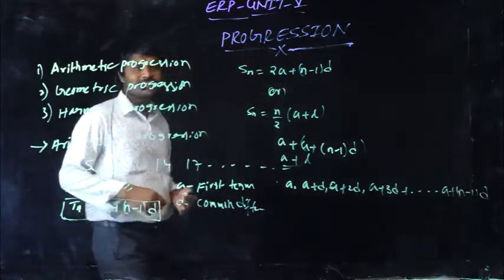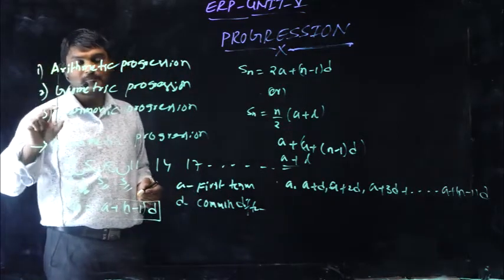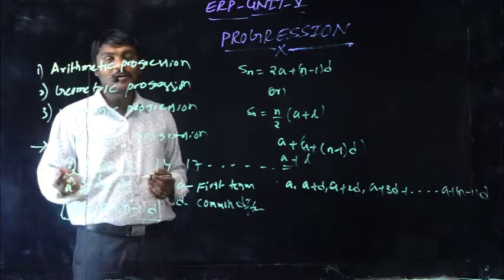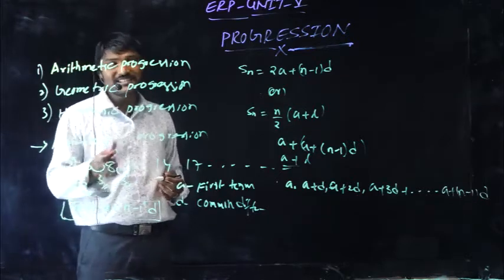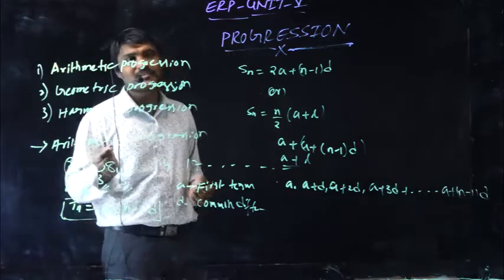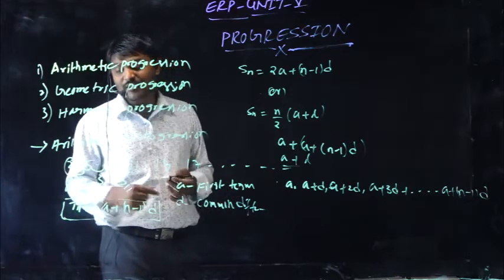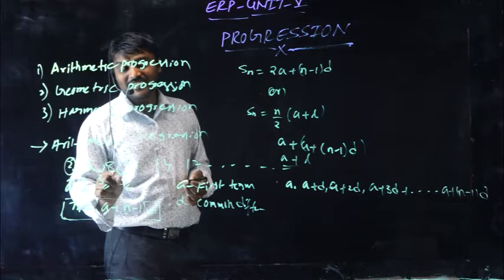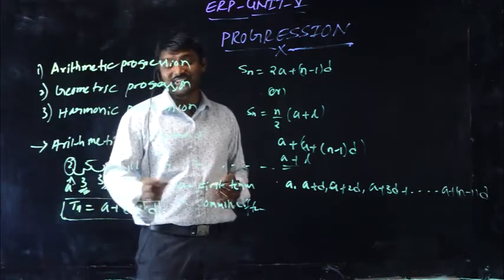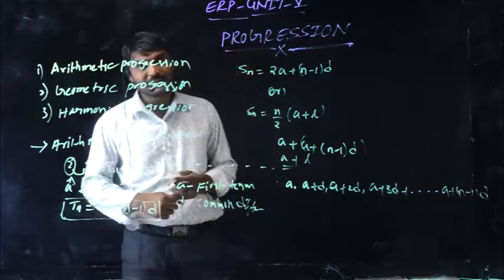In arithmetic, progressions are three types: arithmetic progression, geometric progression, harmonic progression. So in arithmetic progression, suppose any series has a common difference of 3. That means the common difference is equal, so that series is in arithmetic progression. Here 2, 5, 8, 11, 14 and so on; the common difference is 3. That's why this series is in arithmetic progression.